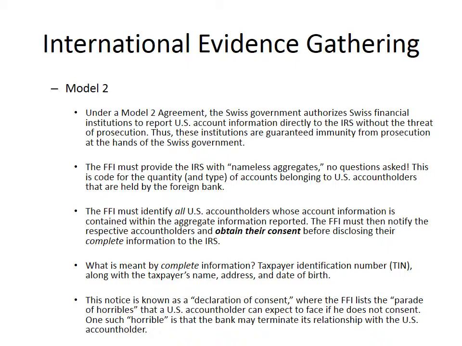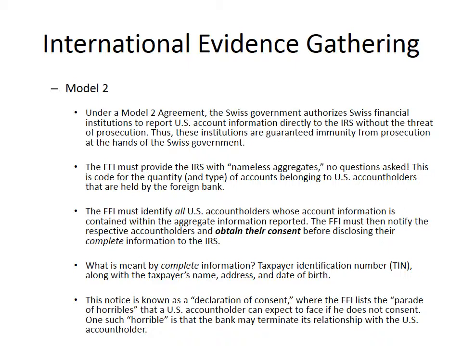So what the Swiss government did is they carved this exemption into the Model 2 agreement, where they guaranteed the banks immunity from prosecution at the hands of the Swiss government. Now, the foreign financial institution, here the Swiss banks, they have to provide the IRS with nameless aggregates. No questions asked. What the heck is a nameless aggregate?